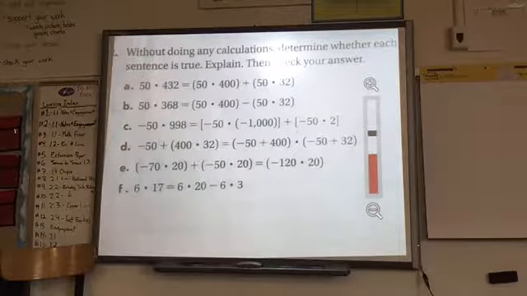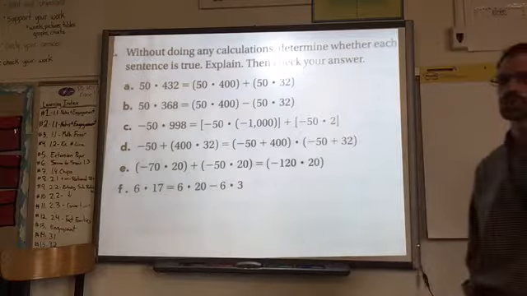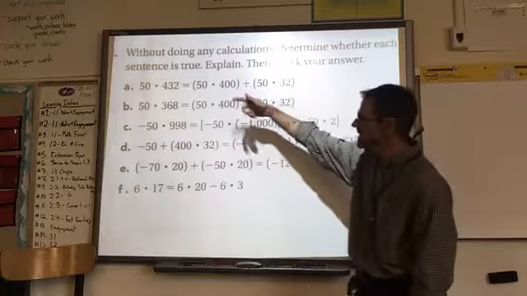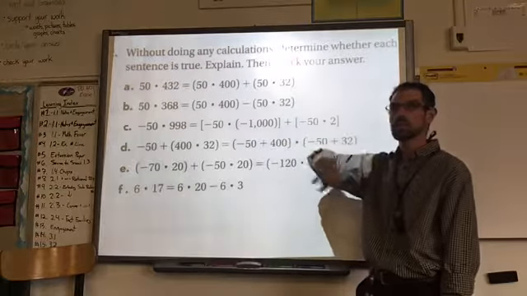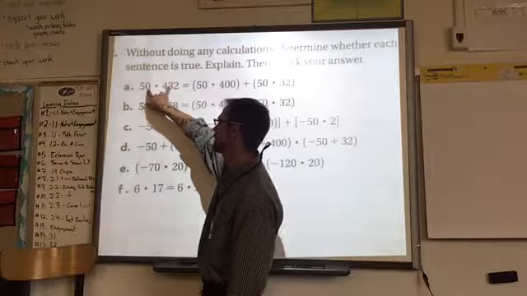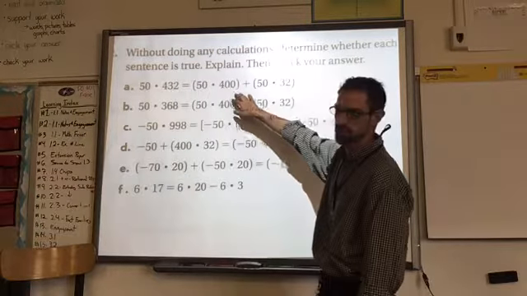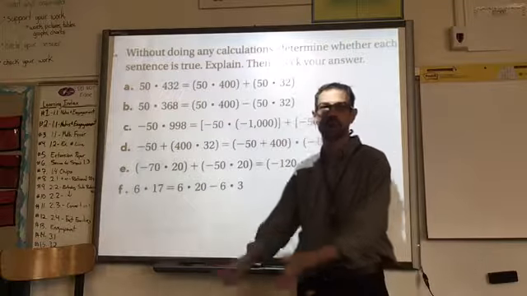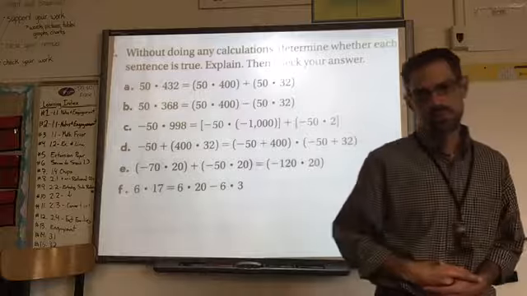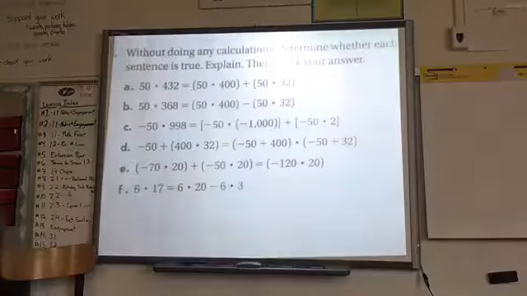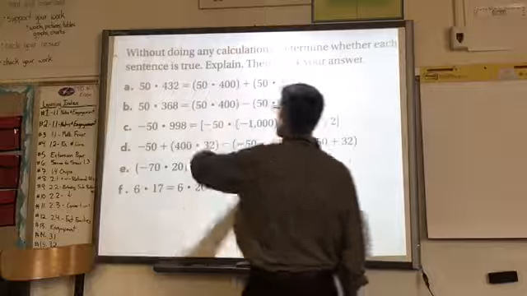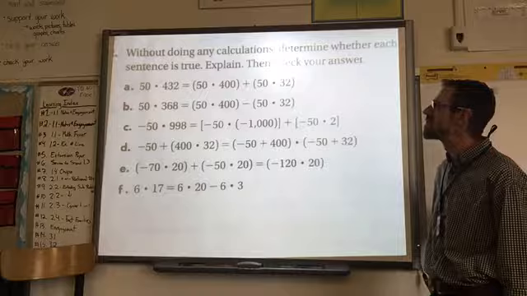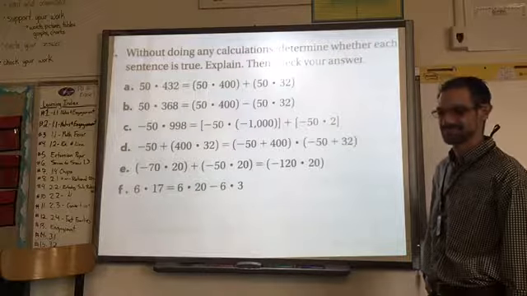So basically, we had to determine whether each statement was true. I asked you to do A, B, C, and E. Up here, you can see they're giving us a problem, and then they wrote this problem in expanded form. Talk to your partner, is that true or not, and why?